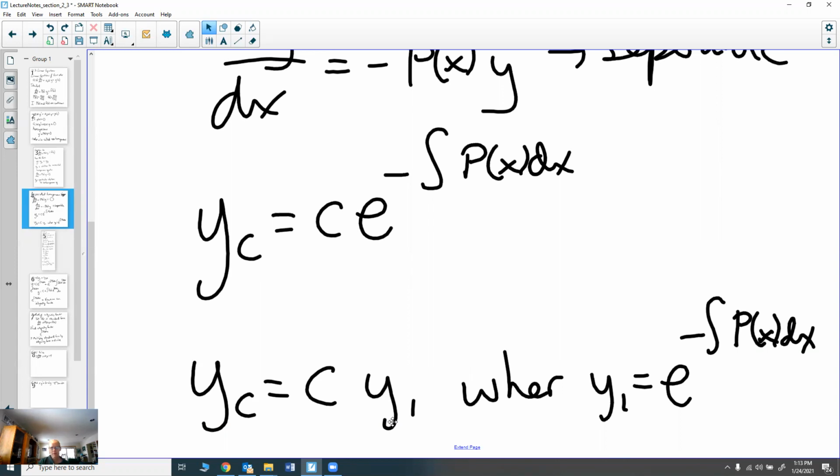So if we pull that c off and just look at that y1 by itself, then you have y sub 1 is equal to e to the negative integral of p of x dx. So that's what we're looking at here, is we're thinking of just what that y1 is, because the c is just a constant.